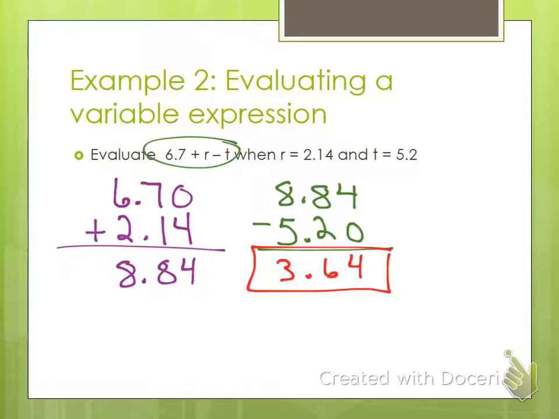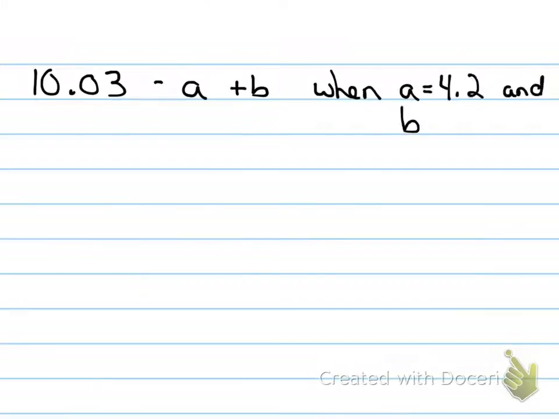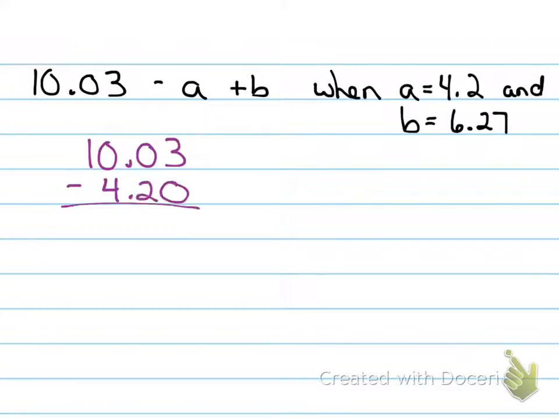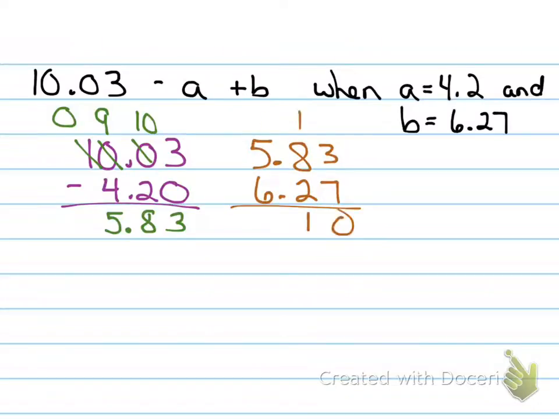Any questions so far? You think you can do one? All right, so I want you to solve this one. Okay, so we do our substitution, 10 and 300ths, and we subtract 4 and 2/10 first. Fill in that 0. Okay, we got to do a lot of borrowing. We get 5 and 8300ths. Who got that part? Anybody get that far? Good. Okay, then we bring that answer over and we do our addition and we get 12 and 1/10.